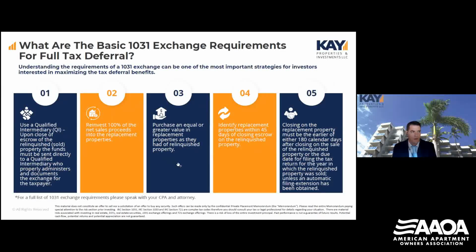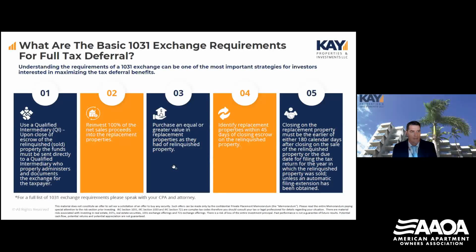Moving on to rule 3 here, purchase an equal or greater value replacement property as you had on the relinquished property. So what that's saying, again, if your net sales price is $1 million on the sale of your property, you need to buy at least $1 million worth of real estate. And if you do not, you could face a potential tax liability on whatever you do not replace.